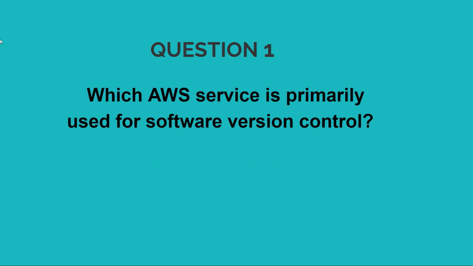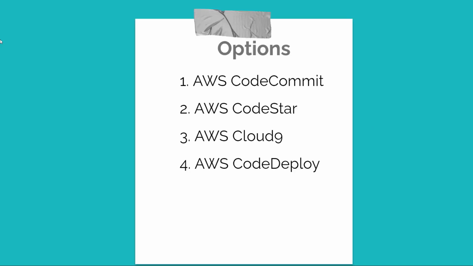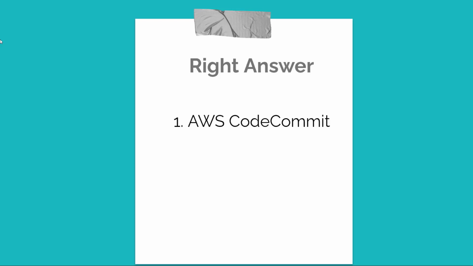Question 1. Which AWS service is primarily used for software version control? Option 1. AWS CodeCommit, 2. AWS CodeStar, 3. AWS Cloud9, 4. AWS CodeDeploy. Right answer is 1. AWS CodeCommit.